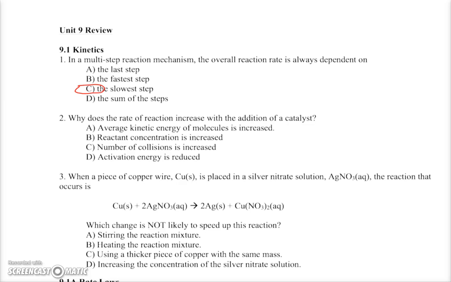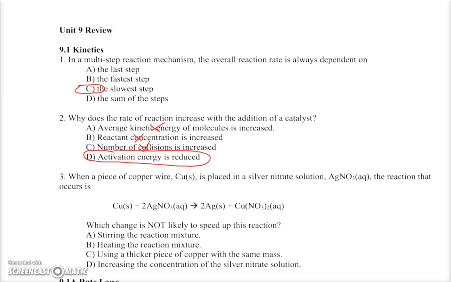Number 2, why does the rate of reaction increase with the addition of a catalyst? A catalyst either shortens the number of steps, or it lessens the amount of activation energy. So adding a catalyst does nothing to the temperature or the kinetic energy. It does nothing to the concentration of the reactants. It does nothing really to the number of collisions, but what it does do is it reduces the amount of activation energy needed.